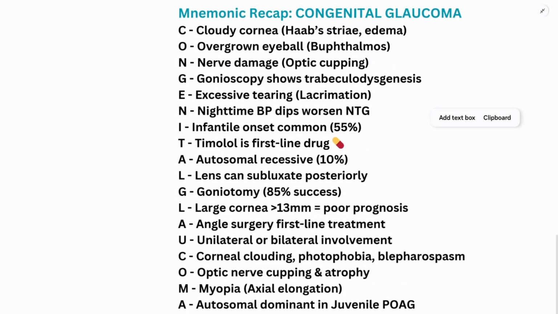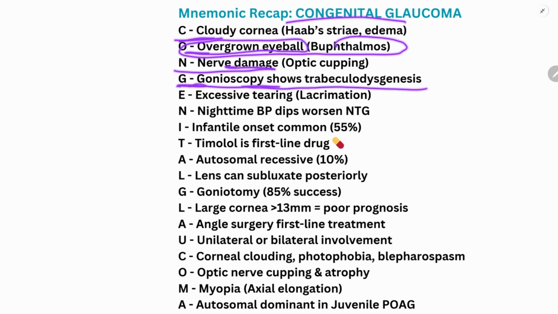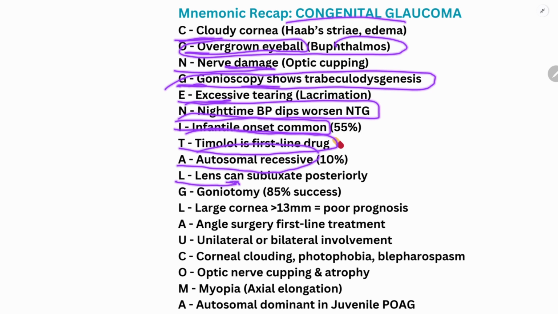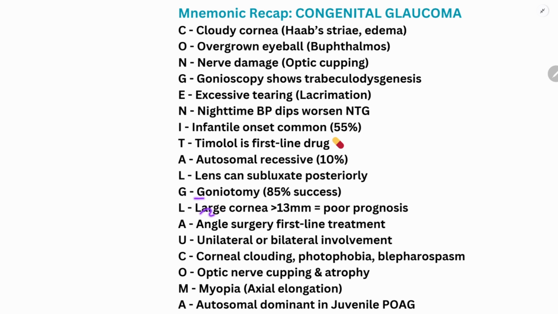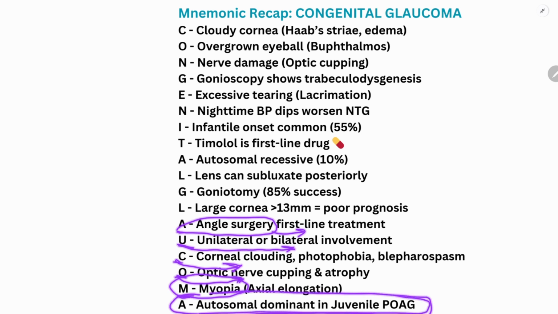So the mnemonic that you must remember here is CONGENITAL GLAUCOMA. C for cloudy cornea, O for overgrown eyeball, which is also called ophthalmos, N for nerve damage, G for gonioscopy shows trabecular dysgenesis, E for excessive tearing, N for nighttime BP, I for infantile onset is common, T for timolol, which is a first line drug, A for autosomal recessive, L for lens can subluxate posteriorly, G for goniotomy, L for large cornea which is greater than 13 mm, and A for angle surgery is the first line treatment, U for unilateral or bilateral involvement, C for corneal clouding, O for optic nerve cupping or atrophy, M for myopia, and A for autosomal dominant in juvenile primary open angle glaucoma.